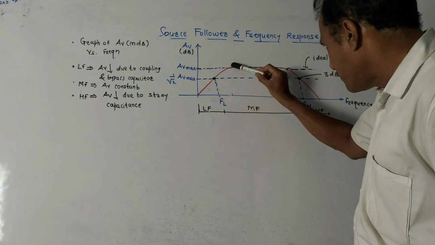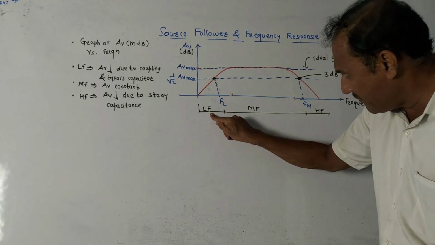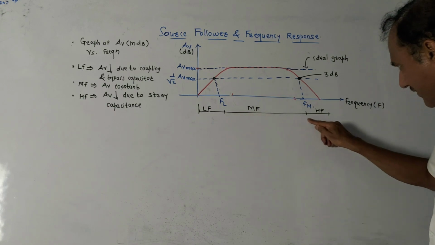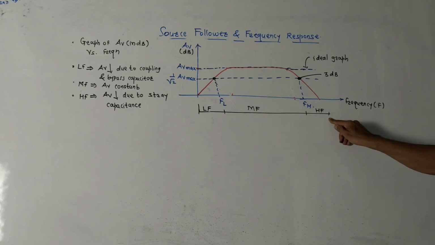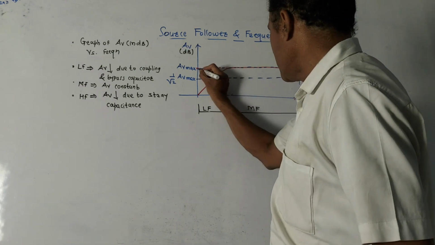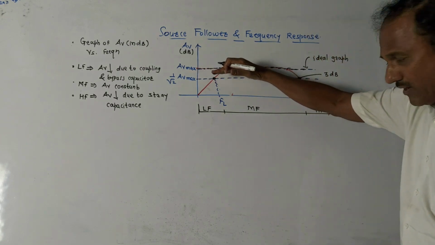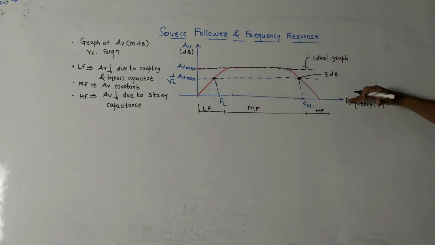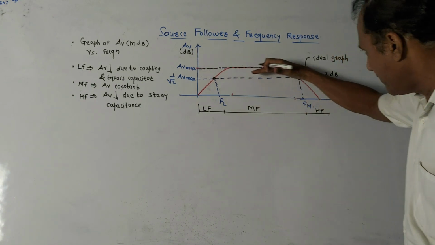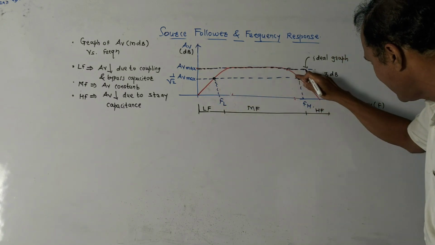Now look, in this response I have shown three different regions. There are three regions in this response. One is LF, that is lower frequency, second is MF, that is mid frequency, and third is HF, that is high frequency. This dotted line is the ideal graph. Ideally, even if the frequency varies, the value of AV, that is voltage gain, should not change, should remain constant. So this is the ideal graph. But in practical cases you get a graph like this.